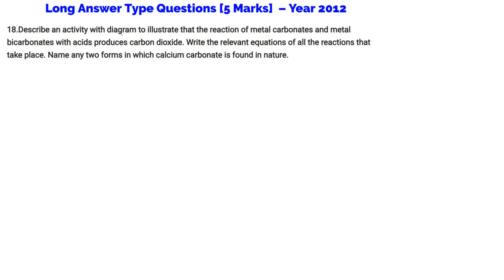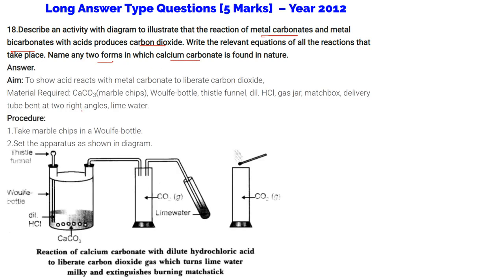Describe an activity with diagram to illustrate that the reaction of metal carbonates and metal bicarbonates with acids produces carbon dioxide, CO2. Write the relevant equation of all the reactions that take place. Name any two forms in which calcium carbonate is found in nature. So this is the setup. We have to show that acid reacts with metal carbonate to liberate carbon dioxide, CO2.